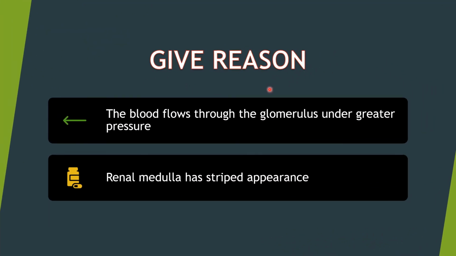Give reason. First one: the blood flows through the glomerulus under greater pressure because the efferent arteriole is narrower than the afferent arteriole. The next one: the renal medulla has a striped appearance because of the presence of collecting ducts and loops of Henle. One more question they may ask: why does the renal cortex have a dotted appearance? Because of the presence of Malpighian capsules.